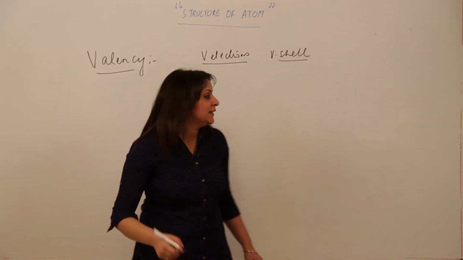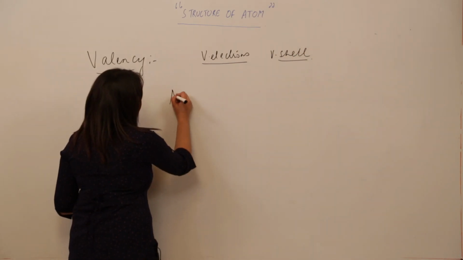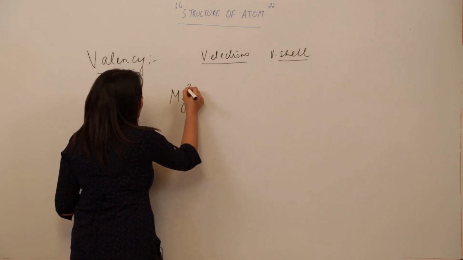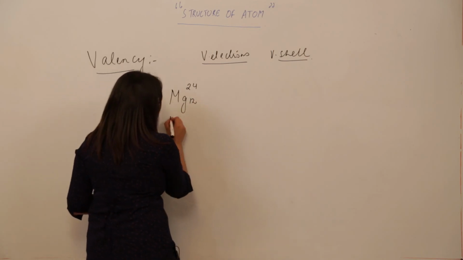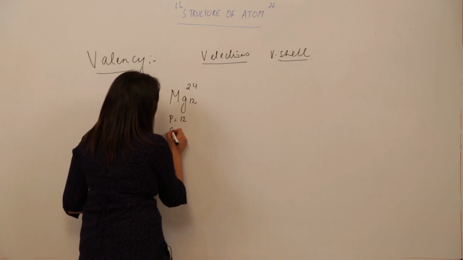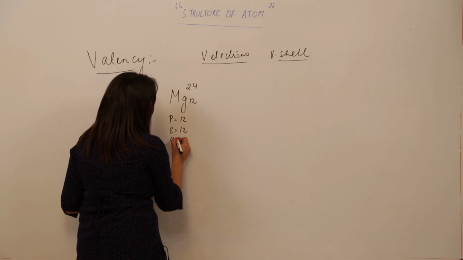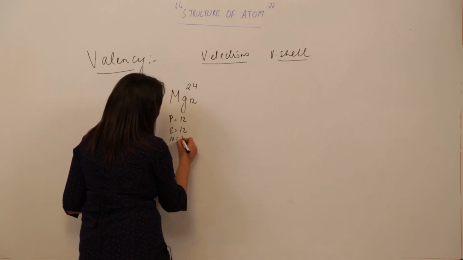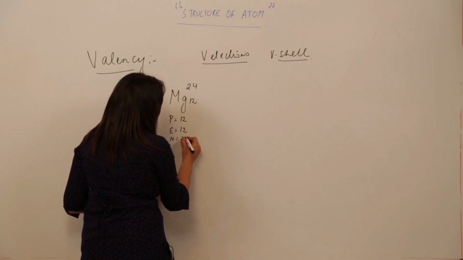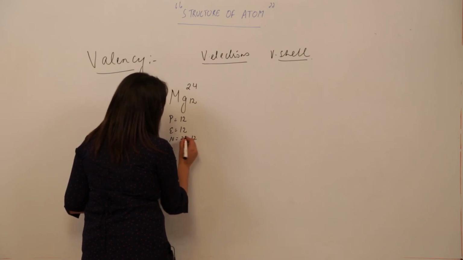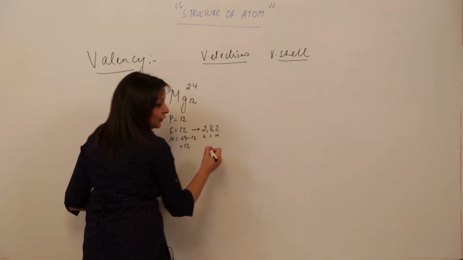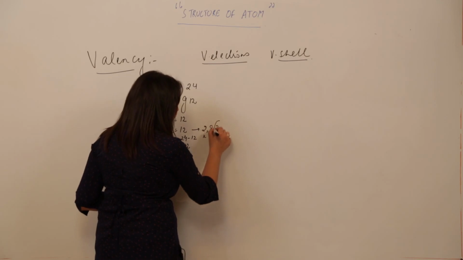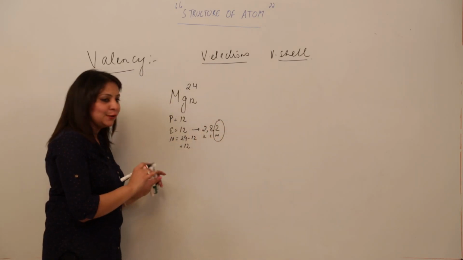As we did in the previous lecture, if I take an example of magnesium, whose mass number is 24 and atomic number is 12, the number of protons is 12, the number of electrons is 12, and the number of neutrons, taken by subtracting the atomic number from the mass number, is also 12. I am writing the electronic configuration. You all know now how to write it. So you know the valence shell. Till this you all know.